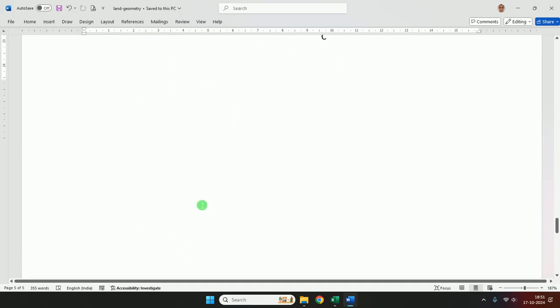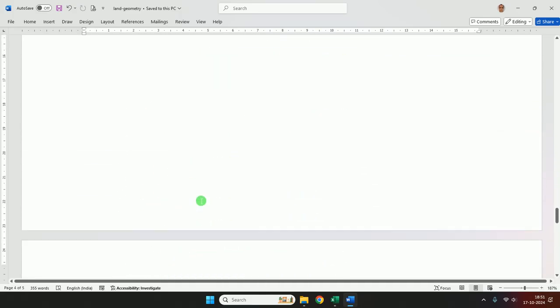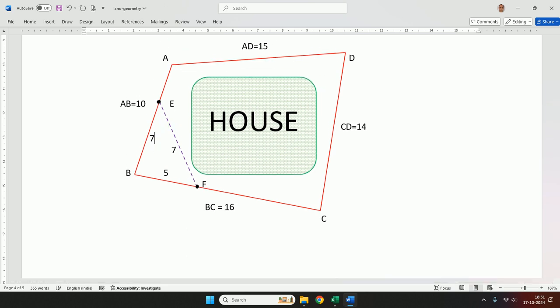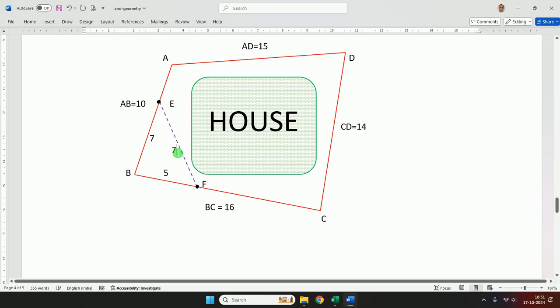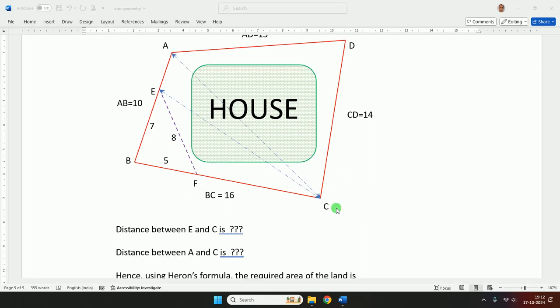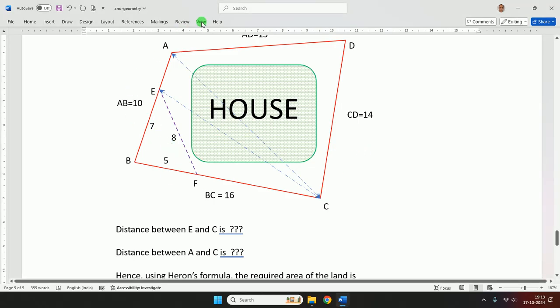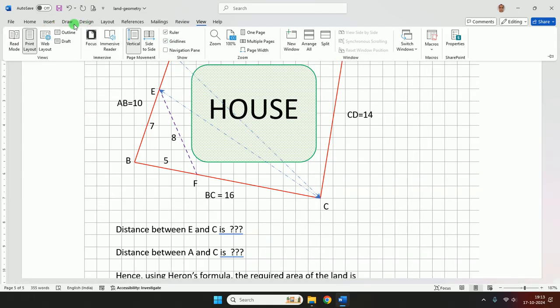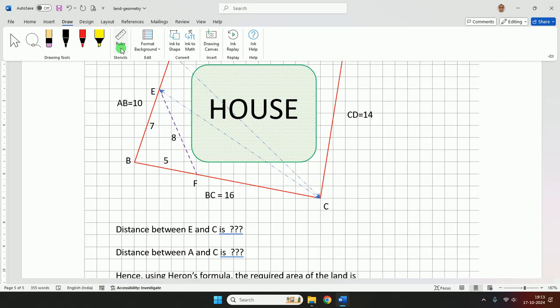Sorry, these numbers are different. Suppose this is 7. This is 8. Okay. In fact, we have written these numbers using our scale. I show you how we have done it. So we put the grid line first and then we take our ruler.